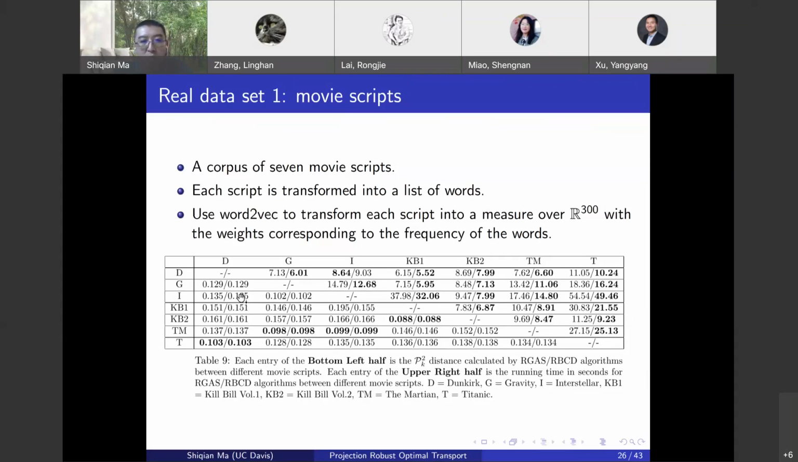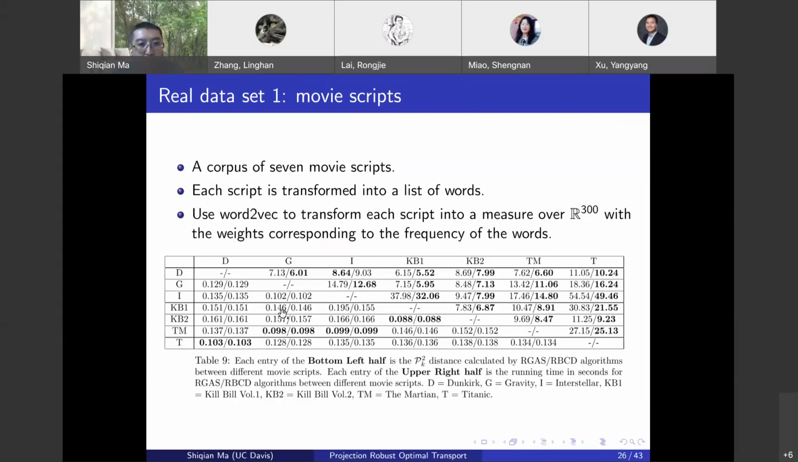So just look at one of them. Now let's, for example, look at the first column here. In the first column we have movie D, and there are some other movies. We compute their corresponding projection robust Wasserstein distances, and in this first column, let's find the smallest value. It turns out that this one is the smallest value. That means in terms of the projection robust Wasserstein distance, D and T are very close, compared with the other movies.